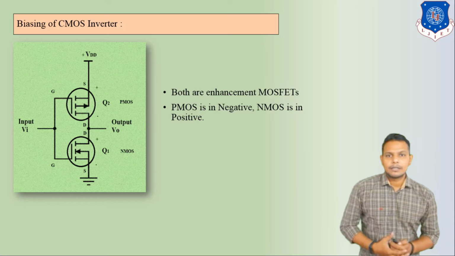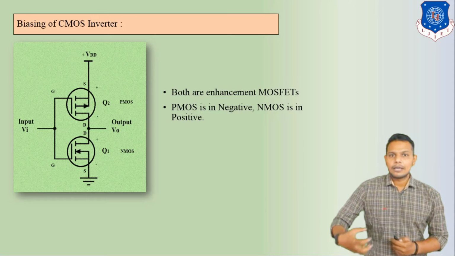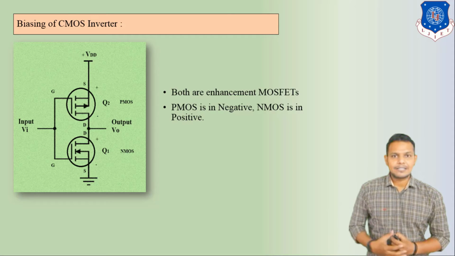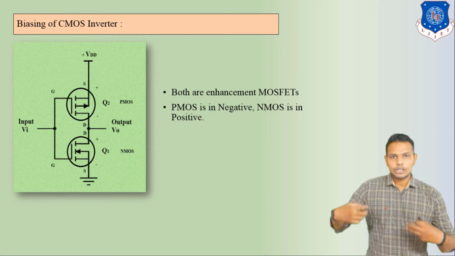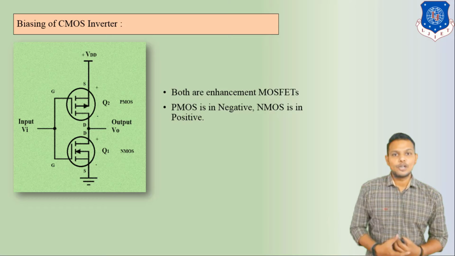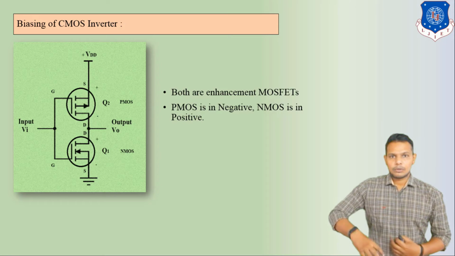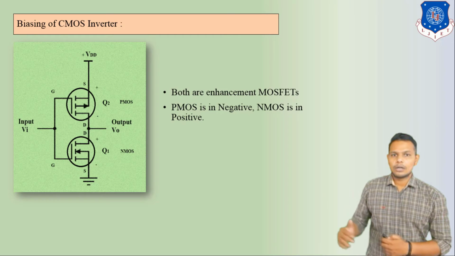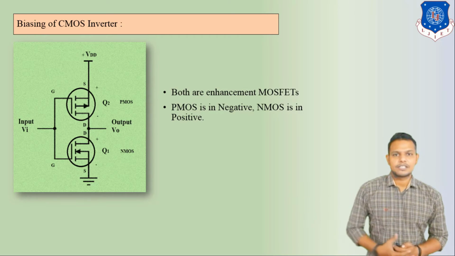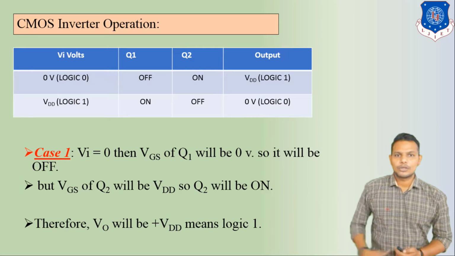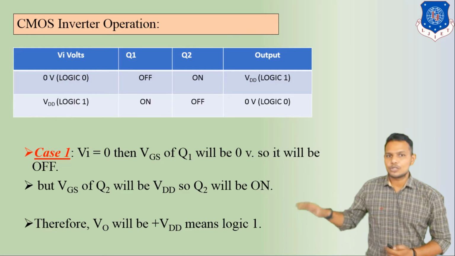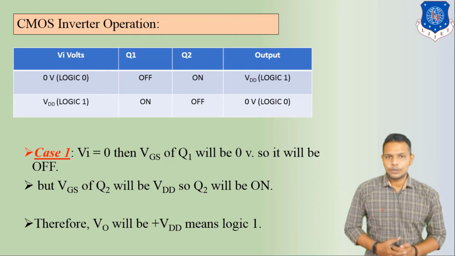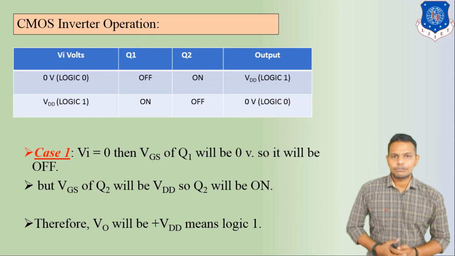So remember this thing, in N-channel E-MOSFET, if your input is 0, that means there is no channel present between two regions. That means no current can flow from drain to source. That means your Q1 becomes 0, becomes off. So here we can see if Vi is equal to 0, then VGS of Q1 will be 0. So it will be off.